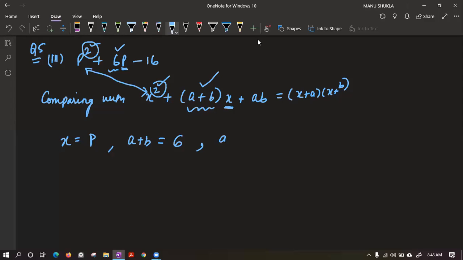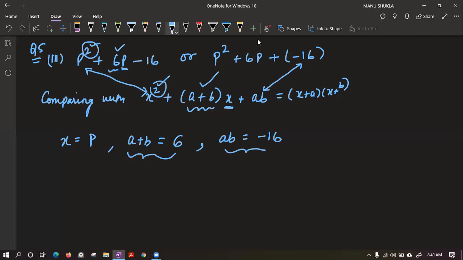Now tell me, what is the value of a into b? A into b is, yes, please compare. Yes, it is minus 16. Very good. Because even if you write it like this, p square plus 6p plus minus 16. So this is your ab, minus 16. Now we have got a plus b as 6, a into b as minus 16.